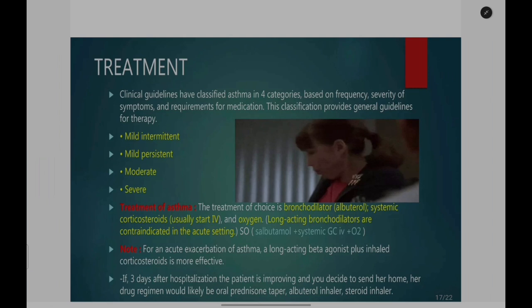If 3 days after hospitalization the patient is improving and you decide to send her home, her drug regimen would likely be oral prednisone taper, albuterol inhaler, steroid inhaler.